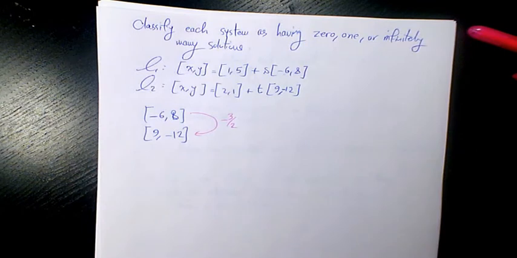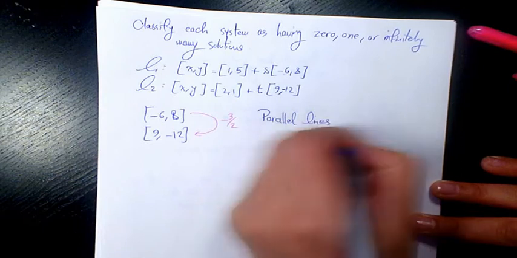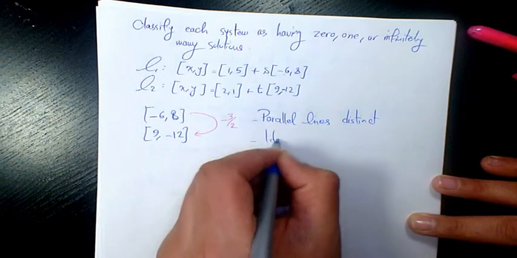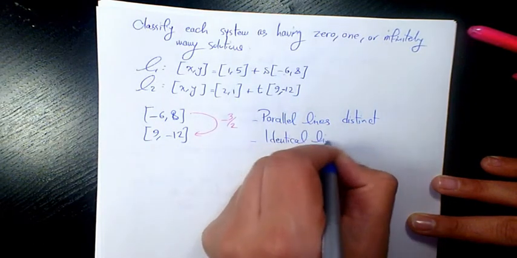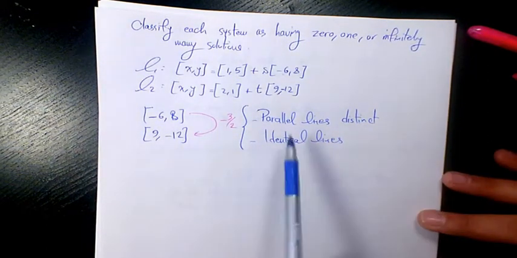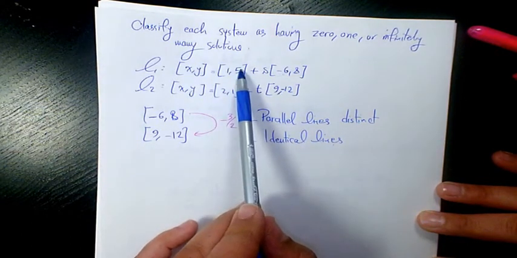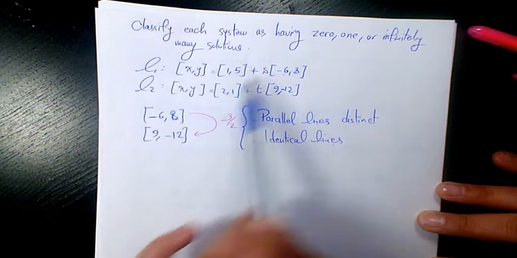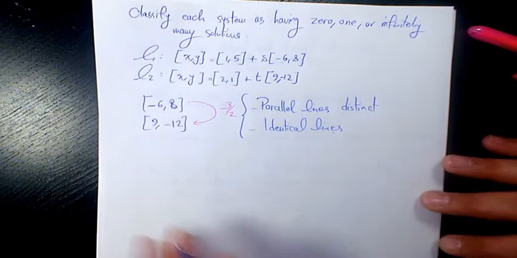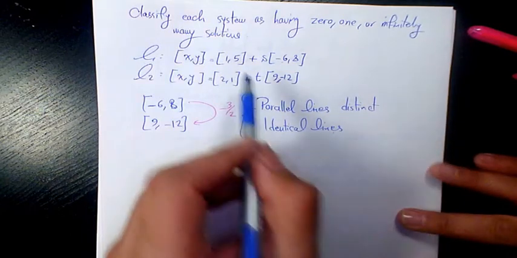So we have two scenarios here. We have parallel lines, but they are distinct, or we have identical lines. Now how can I figure out which? If we have identical lines, it means that this point satisfies the other equation. So let's check that. If it satisfies, it means that we have two identical lines. If it doesn't, it means that we have parallel and distinct lines.